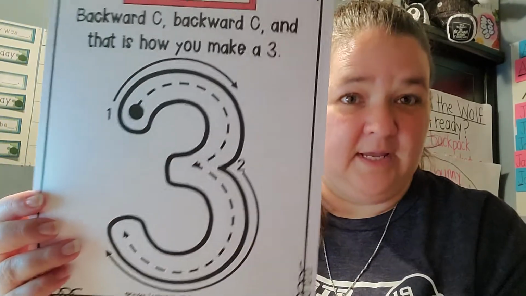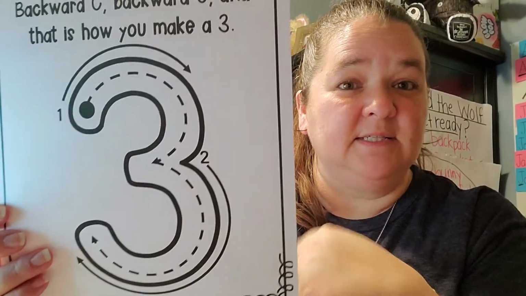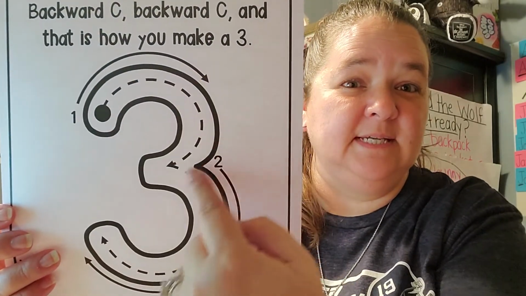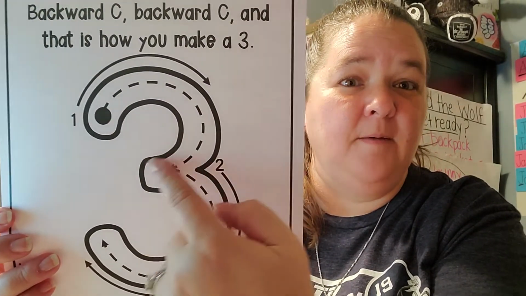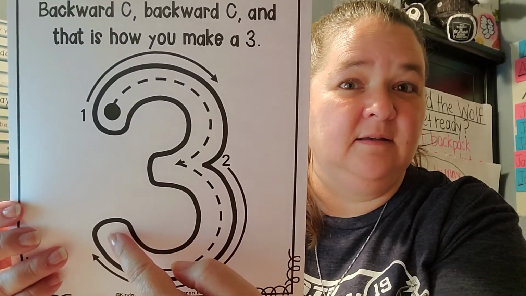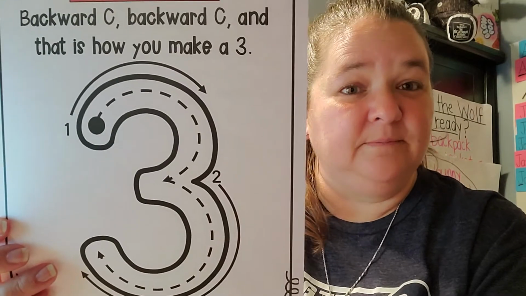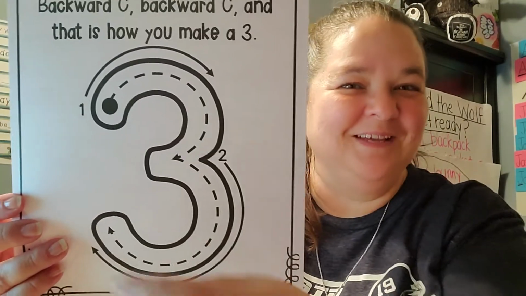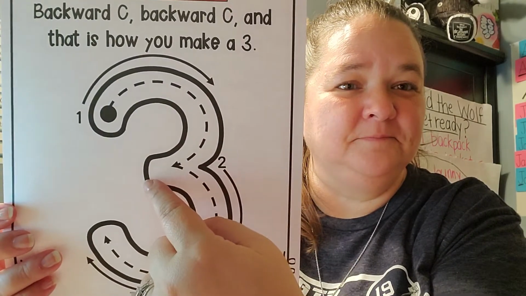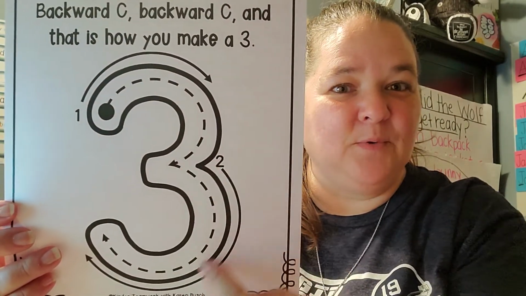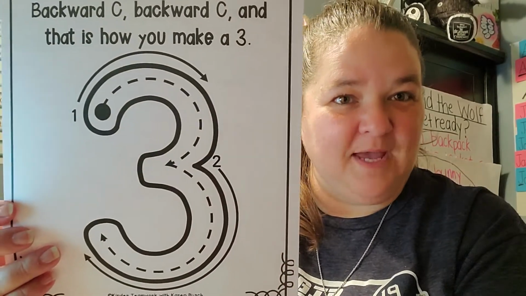Good job. And let's do that with 3. Backward C, and that's how you make a 3. Ready? I say it, you say it, and you skywrite at the same time. Backward C. That's how you make a 3. Good job. Let's do it again. Backward C. That's how you make a 3. Good job. You guys are doing great with your skywriting.